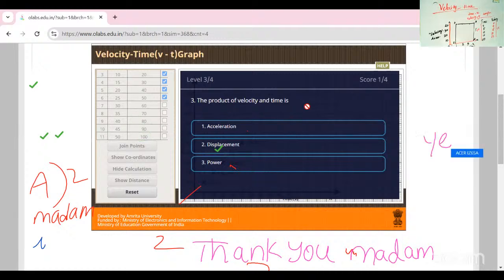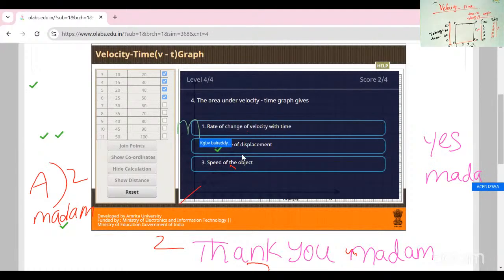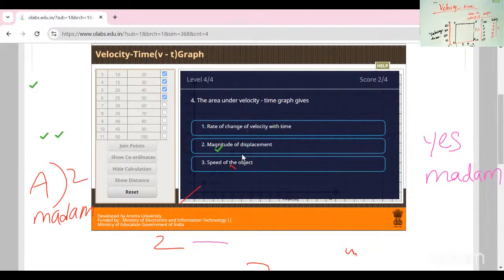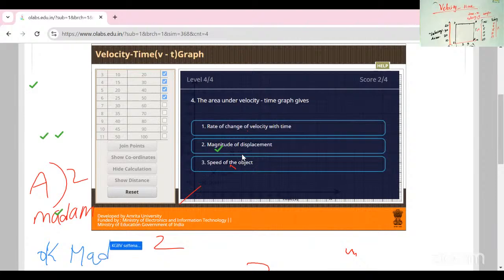The product of velocity and time is displacement. Very good, super. Yes, that is the right answer. Next one: the area under the velocity-time graph gives what? Rate of change of velocity, magnitude of displacement, or speed of the object? Which answer is right?